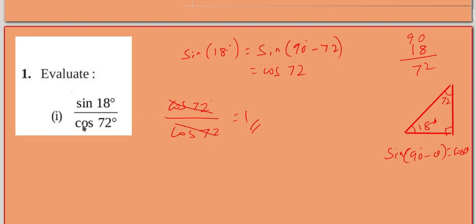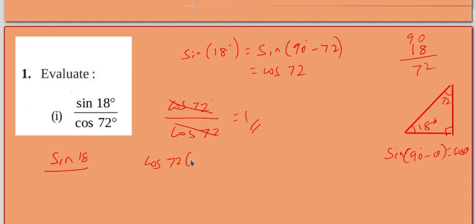So for this, we have to bring both into the same function, only then can we simplify it. One is sin, the other one is cos. Both are different functions, which means we cannot cancel. For cancelling, both must be in terms of the same function. This is in terms of cos, so this also we have to bring in terms of cos, so that it is possible to cancel. This sin 18 we can keep, as it's the numerator. The cos 72 we can change.